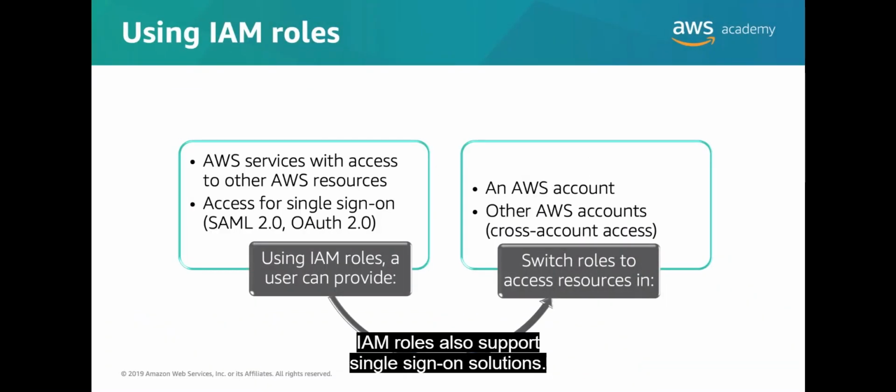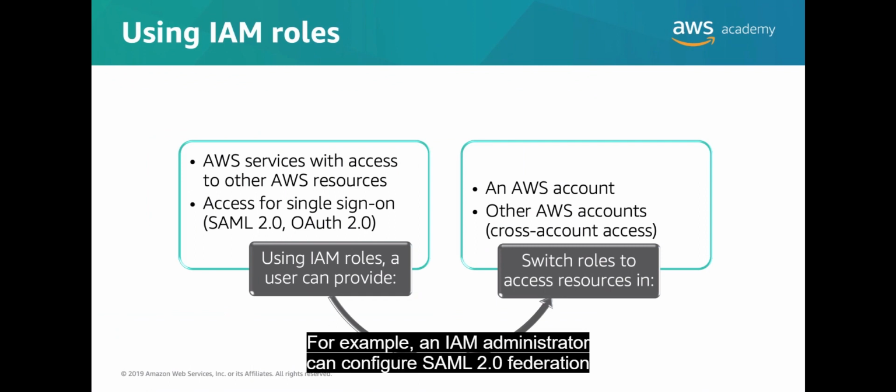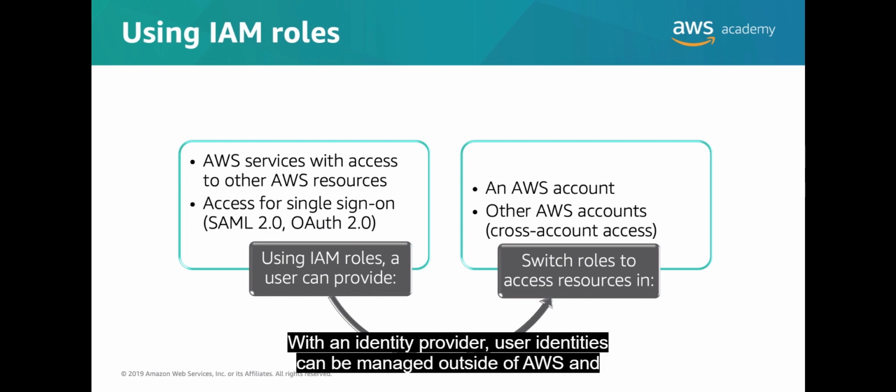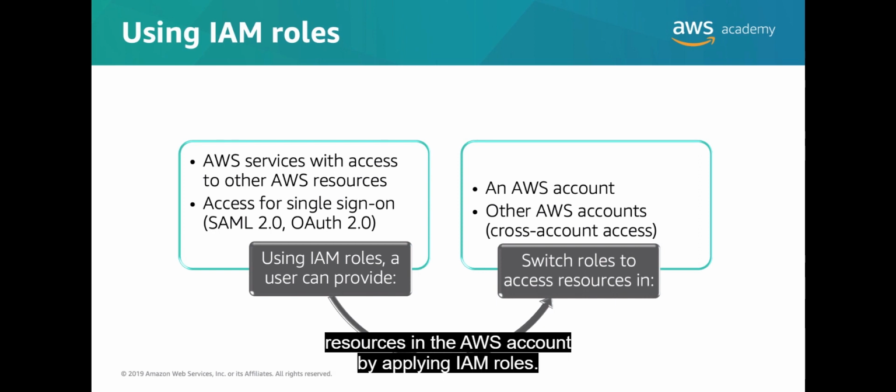IAM roles also support single sign-on solutions. For example, an IAM administrator could configure SAML 2.0 federation instead of creating IAM users in an AWS account. With an identity provider, user identities can be managed outside of AWS, and these external user identities can be granted permissions to access resources in the AWS account by applying IAM roles. To learn more about single sign-on solutions, visit the AWS documentation and search for AWS Single Sign-On.